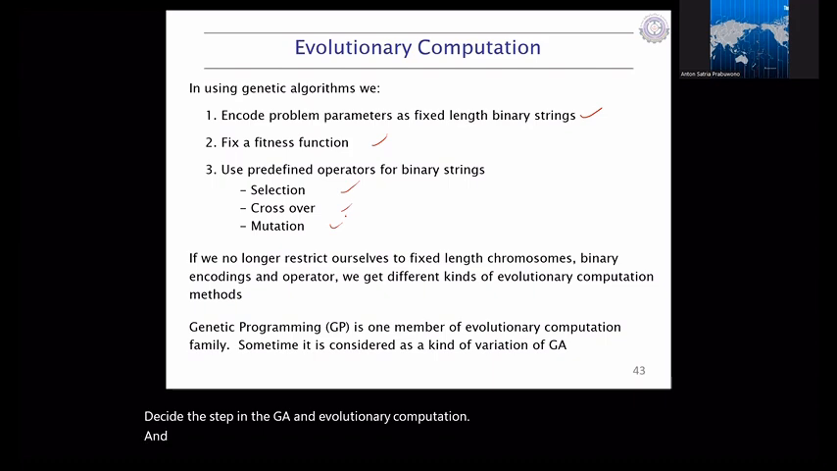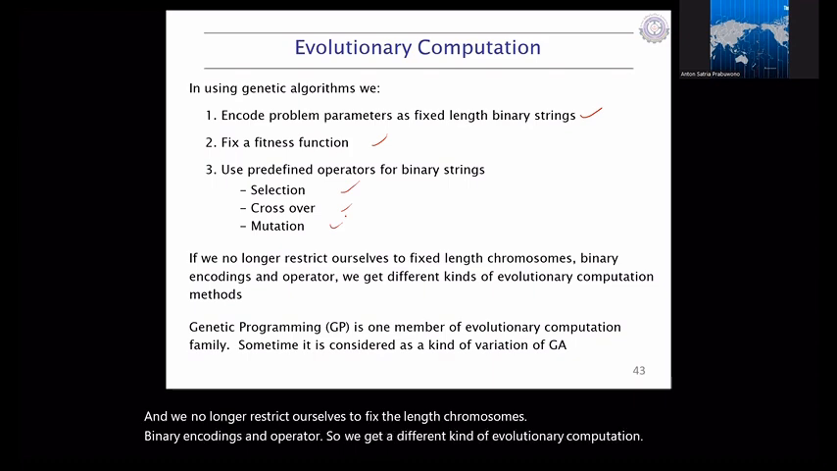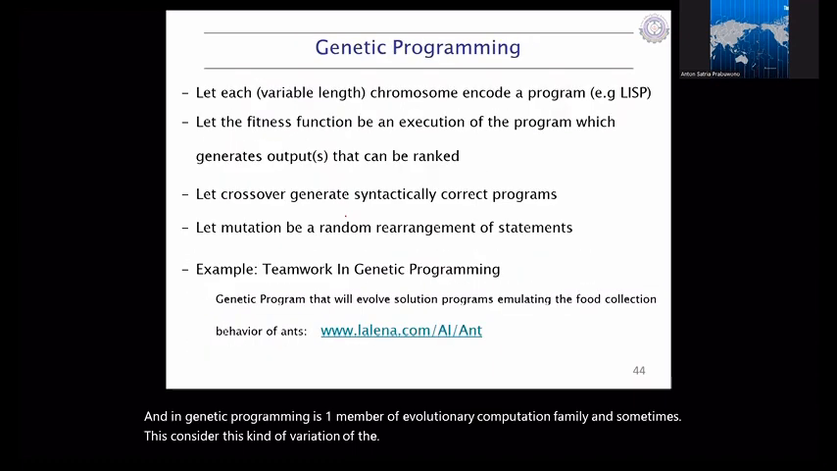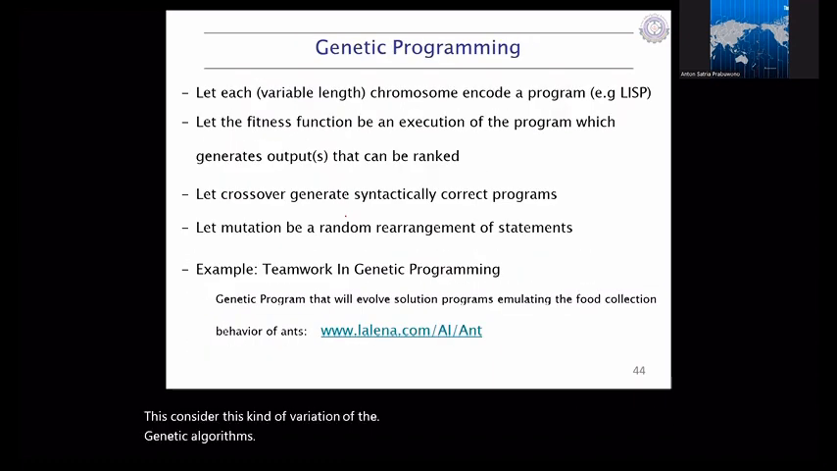And we no longer restrict ourselves to fixed length chromosomes, binary encodings, and operators. So we get a different kind of evolutionary computation. Genetic programming is one member of the evolutionary computation family, and sometimes it is considered a kind of variation of the genetic algorithms. So this is genetic programming, a variation of GA, where each variable length chromosome encodes a program.